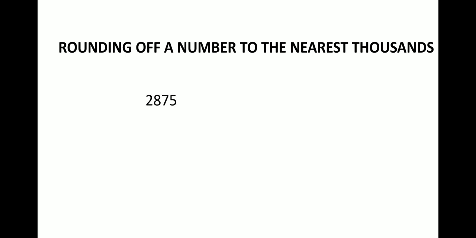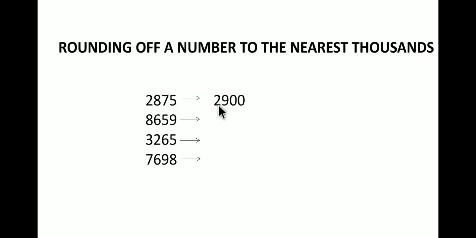So here are the examples: 2875, 8659, 3265 and 7698. Now directly we'll understand how it is done to the nearest thousands, but first let's see what is the nearest hundreds. 2875 is there, so 75 will contribute 1, so it becomes 2900. So the nearest hundreds is 2900.